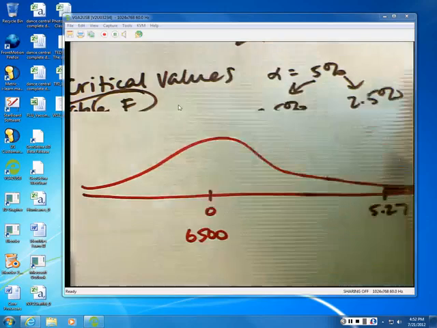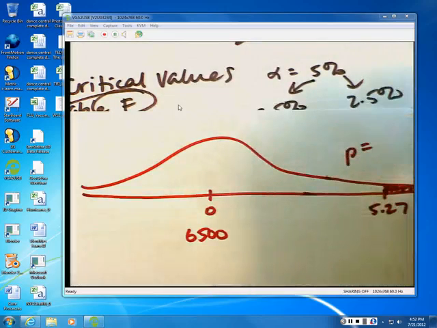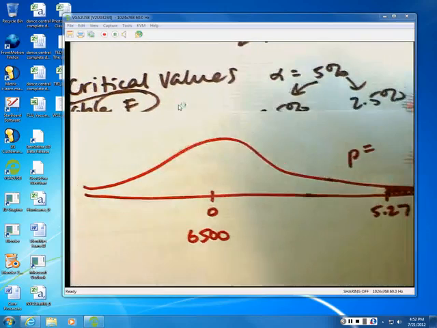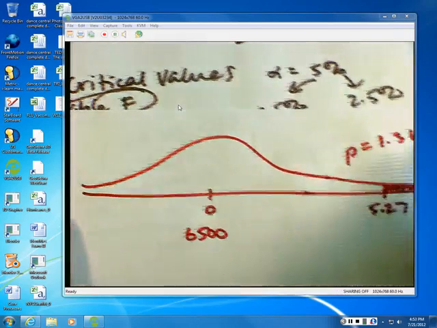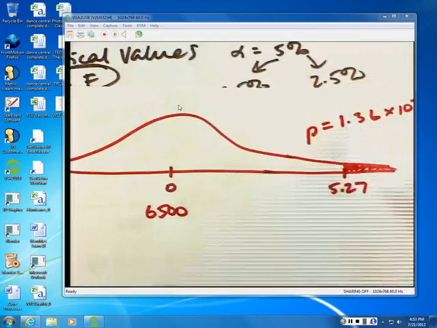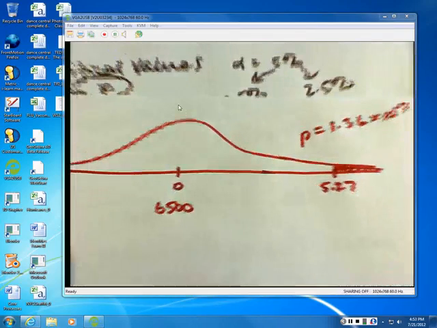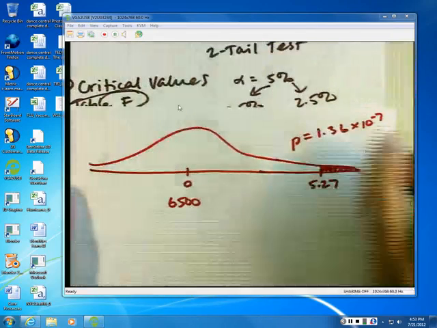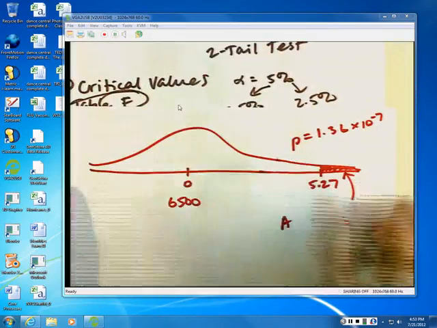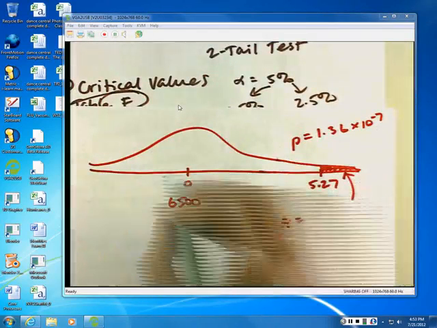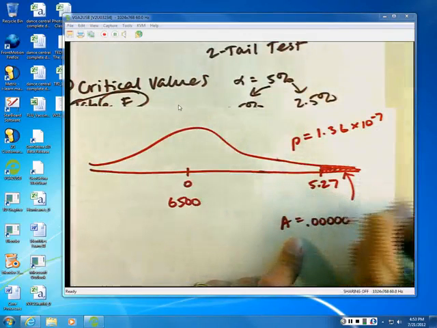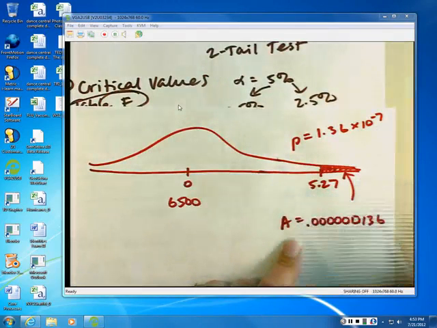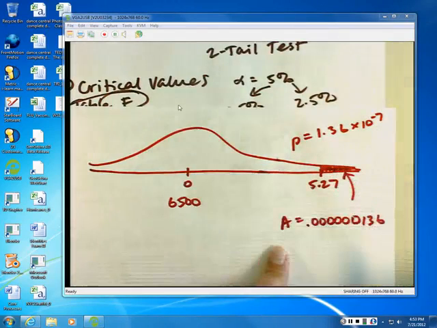That p-value was, where'd it go? 1.36 e, which is times 10 to the negative 7. That means that I have 7 decimal places before I get to this decimal point. So the area right here, out of 100%, or 1, since I'm changing it into a decimal, is 0.000000136. That's the area in that curve.